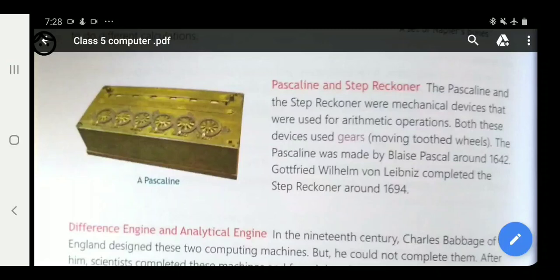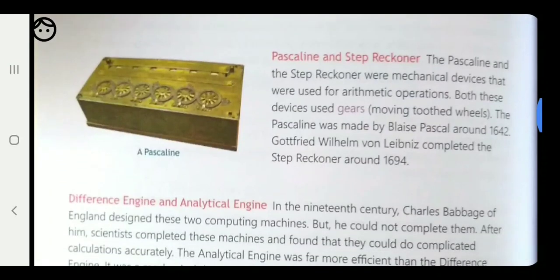Pascaline and step reckoner. The Pascaline and the step reckoner were mechanical devices that were used for arithmetic operations. Both these devices used gears. The Pascaline was made by Blaise Pascal around 1642. Gottfried Wilhelm von Leibniz completed the step reckoner around 1694.